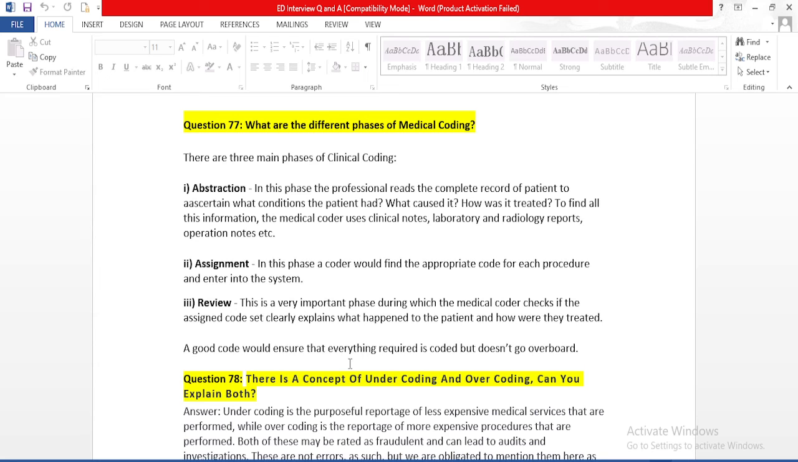So next one is assignment. In this phase, we will find the appropriate code for each procedure and enter it into the system. So next one is review. This is a very important phase during which the medical coder checks if the assigned code set clearly explains what happened to the patient, and how they were treated. So basically review is the final stage where we need to recheck and compare the services provided as well as our codes.